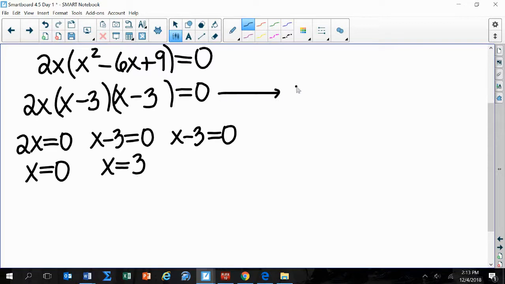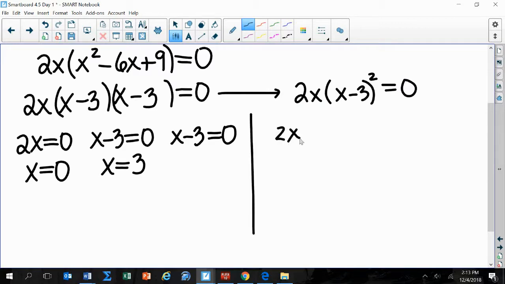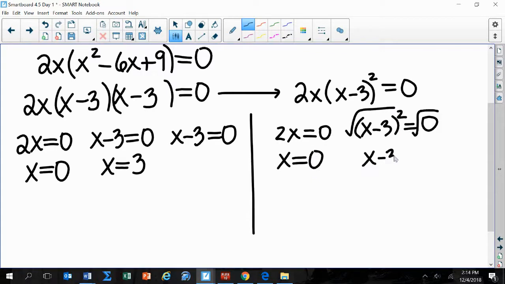If you want to complete your factorization and write this as 2x times x minus 3 squared equals 0, you can absolutely do that. It's still going to work the same, where you set each factor equal to 0 and solve. Here, if you divide both sides by 2, you get that x is 0. Here, if I square root both sides, we're still going to get that x is 3. You see that? Okay. So it works either way. Questions about that?